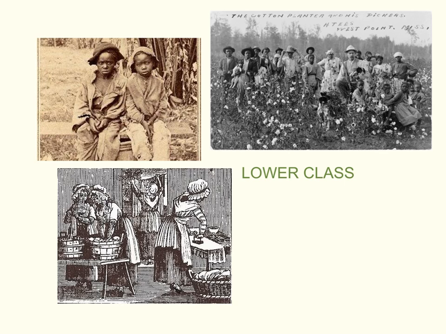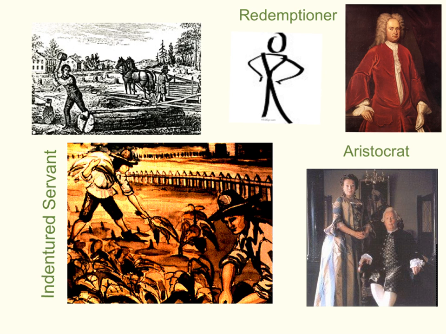A few terms I want you to learn from this section: aristocrat, redemptioner, and indentured servant. An aristocrat were the very upper class of people. They had refined tastes and refined manners. A pretty small percentage. They were the aristocrats.